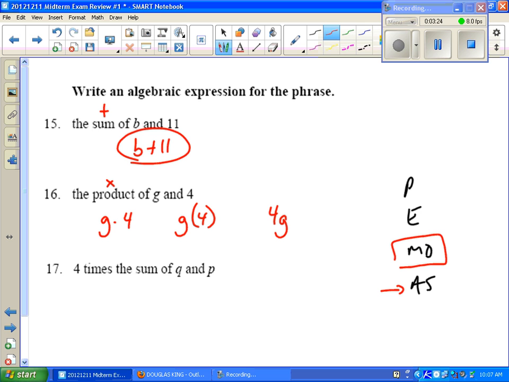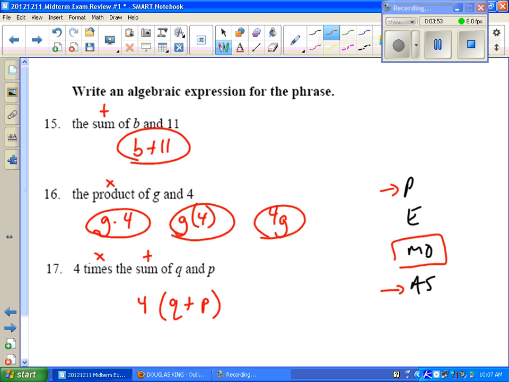So the only way to do the sum, which means to add, of q and p first, so q plus p, according to your order of operations, is to put it inside of a grouping symbol. So we need to put parentheses around it. Then it says 4 times the sum. That means to multiply. So 4 times (q plus p). And again, all 3 of these are acceptable answers for 16. And for 17, this would be your best answer.